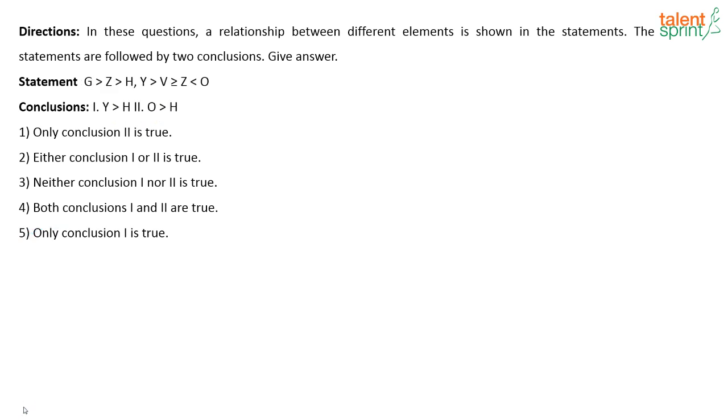Next. G greater than Z greater than H, Y greater than V greater than or equal to Z less than O. So you have to find out the relationship between Y and H here. So Y is here. See, common term is Z. So I have Y greater than Z, and I also have Z is greater than H. So if I combine these two, I can say Y greater than Z greater than H, or Y is greater than H. So the first conclusion follows.